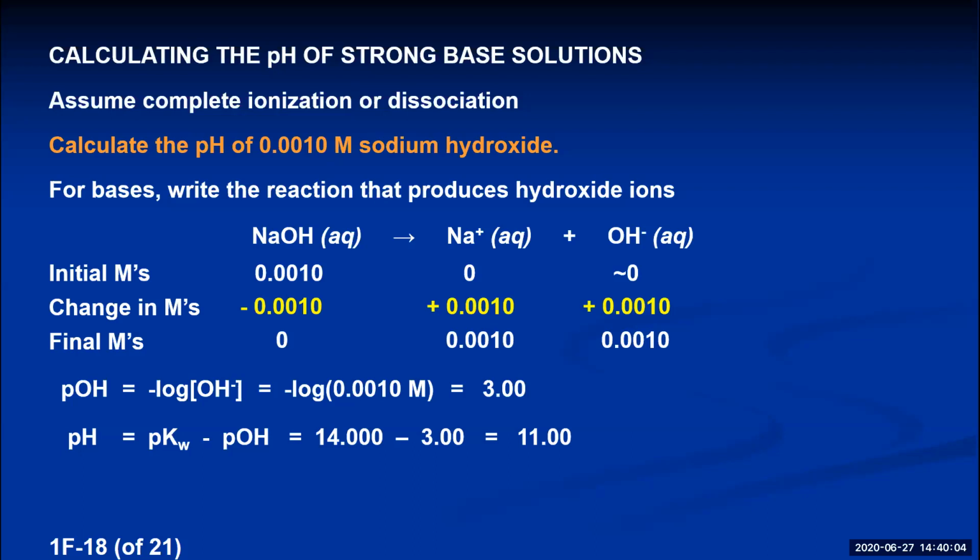Once again, just as with strong acids, with strong bases, you really don't have to write an ICF table for this. If you assume complete dissociation, then if sodium hydroxide has one hydroxide in its formula, you just go the molarity of the sodium hydroxide, 0.0010, multiplied by 1, and that'll give you the hydroxide ion concentration in the solution, and then you can just go directly to taking the negative log of that.